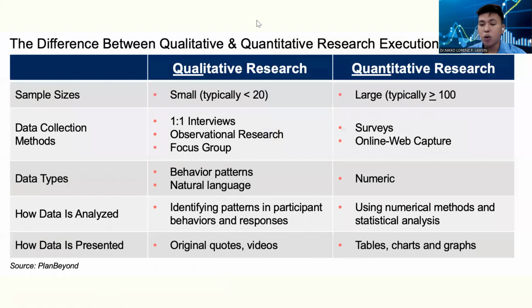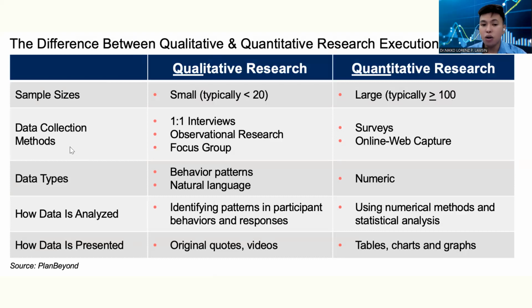In the given table, it shows the summary of the difference between qualitative and quantitative research execution. For qualitative research, in terms of sample sizes, for qualitative, small, for quantitative, large. So qualitative, typically less than 20, while for quantitative, typically beyond or equal to 100 respondents. I'd like you to take note of the differences of the word. For qualitative, we are using the word participants, while for quantitative, we are using the word respondents.